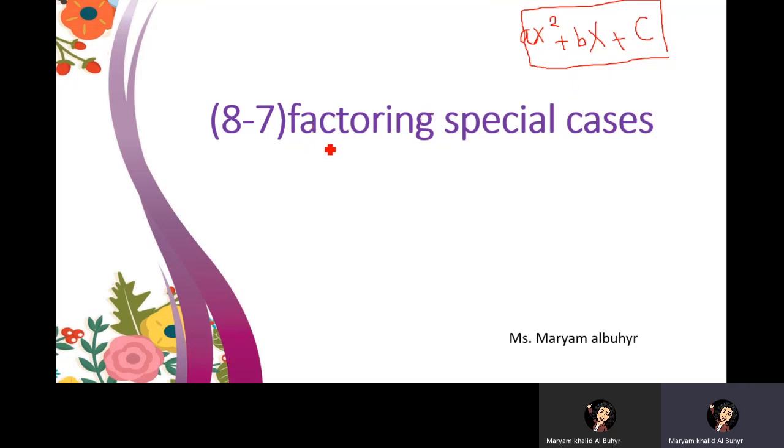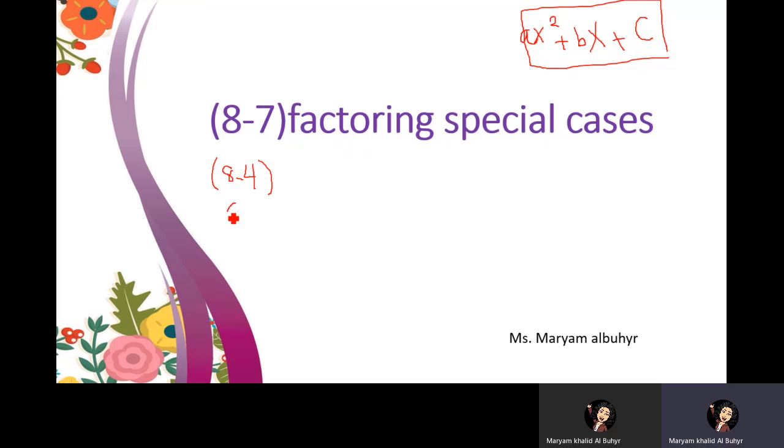Now, let's see what is the factorization and factoring special case. Let me remind you about little things we learned. We learned about multiplying the special case in lesson 8.4. So in lesson 8.4, we multiply the special case. How do we multiply the special case?